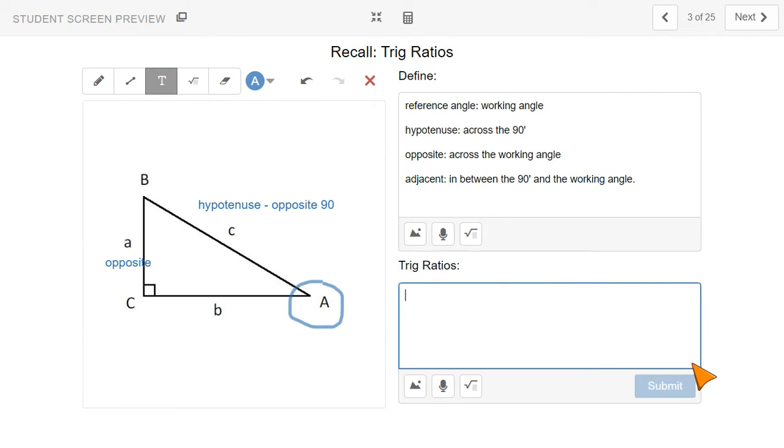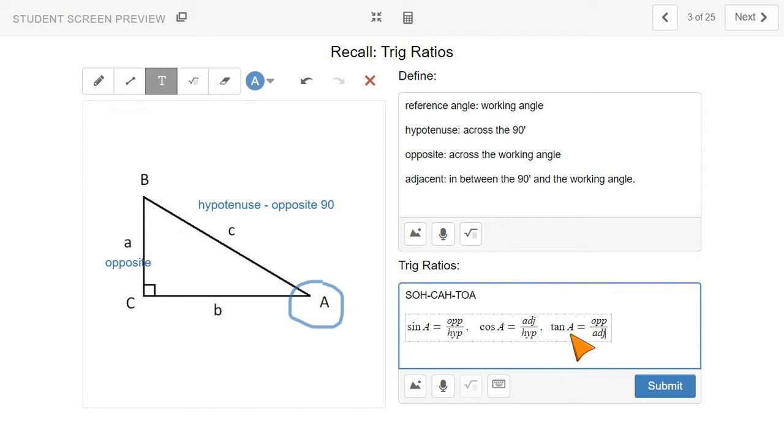We also have a memory trick where we can remember trig ratios: SOH CAH TOA. That represents the first letter of each of the ratios. So we have sine A is equal to opposite over hypotenuse. Cosine of an angle is equal to adjacent over hypotenuse. And tangent of an angle is equal to opposite over adjacent.